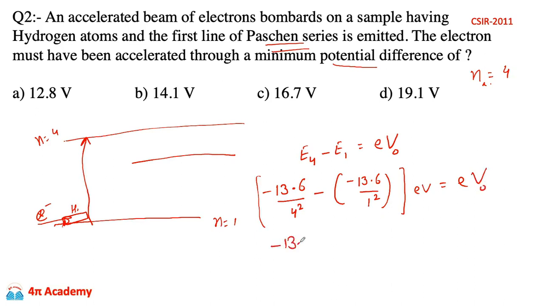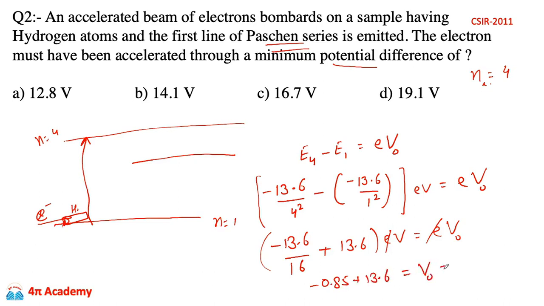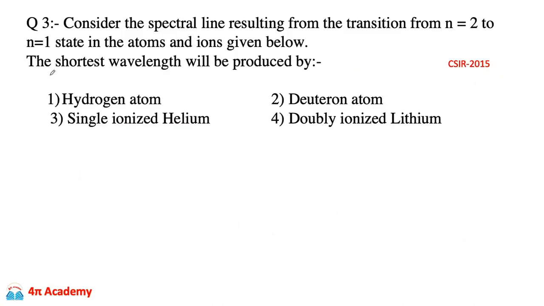So this comes out to be minus 13.6 over 16 plus 13.6 electron volt, that is equal to eV naught. So this e gets cancelled, and this comes out to be minus 0.85 plus 13.6, that is equal to V naught, which comes out to be 12.8 volt. So this is the value: the electron must get accelerated through a potential, that is the minimum potential, of the order of 12.8 volt.